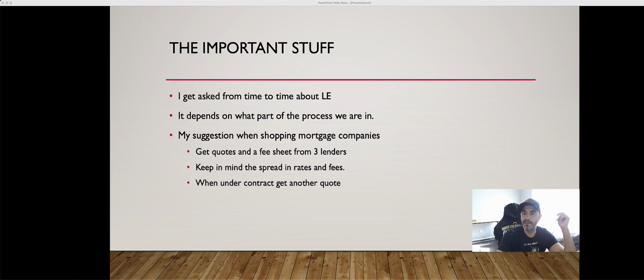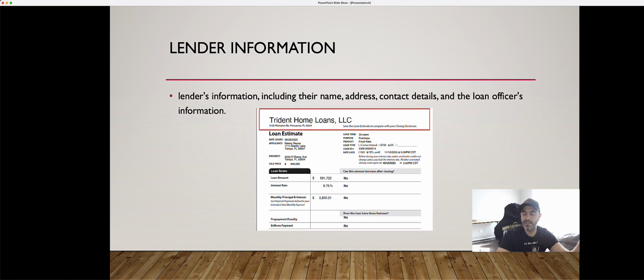Let's see. So, all right. The main stuff is taken care of. I want to emphasize again that Section A is the big one, so pay attention there. The rest of this is more generic, what a loan estimate is. So the first portion is the lender information. So for example, here it's Trident Home Loans, and it's highlighted in here as to their information, where they're at.